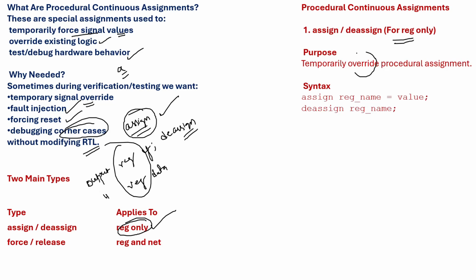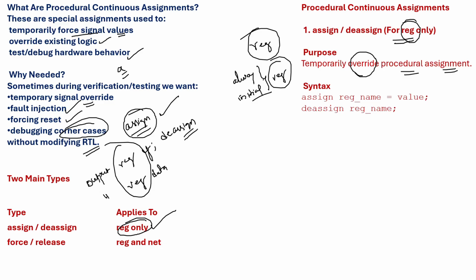It temporarily overrides the procedural assignments. We are utilizing the reg data type in the procedural assignments only, right? Procedural assignments means inside the always or initial blocks. I am utilizing the reg data type inside the always block and inside the initial begin block, because it is capable of storing the value.